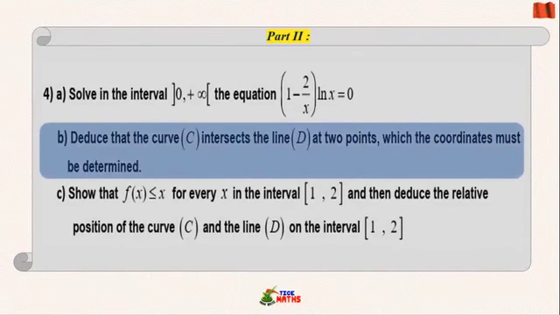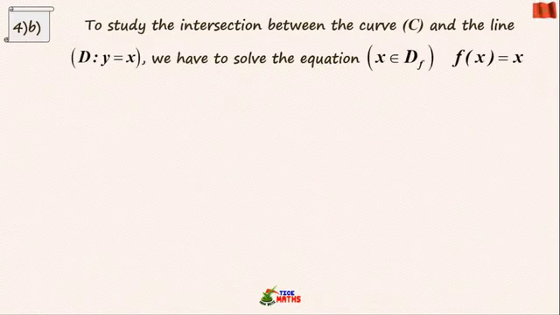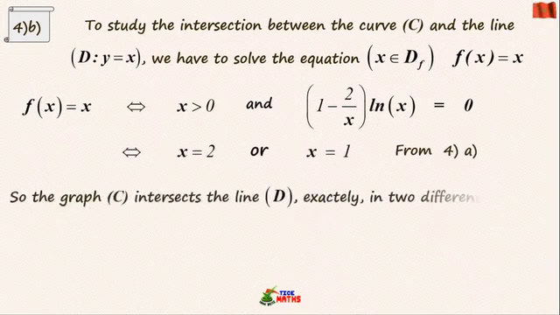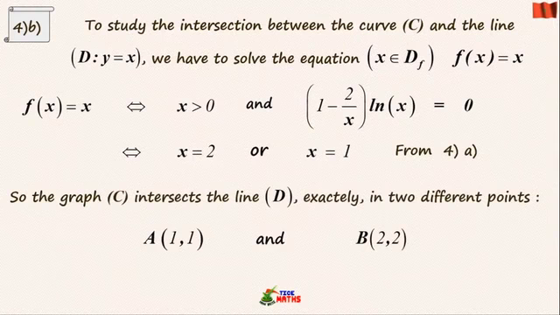Question 4b. To study the intersection between the curve C having equation y equals f of x and the line D having equation y equals x, just solve the equation f of x equals x. This equation is equivalent to the equation of the question 4a. Since x equals 1 or x equals 2, then C and D are intersecting in exactly two points, A(1,1) and B(2,2).